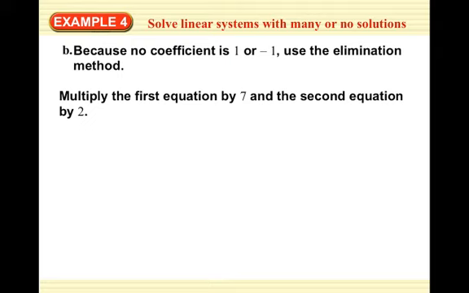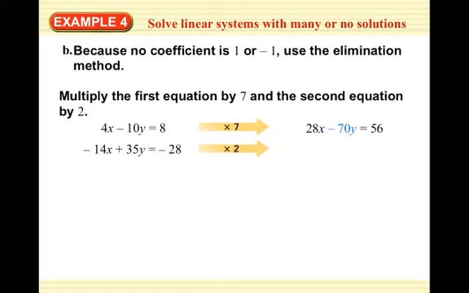So I'm going to take the first equation and multiply by 7, and the second equation and multiply by 2. I didn't need to multiply by a negative this time because the x's have opposite signs. 4x is positive and negative 14x is negative. So 4x minus 10y equals 8 multiplied by 7 gives me 28x minus 70y equals 56. Then negative 14x plus 35y equals negative 28 multiplied by 2 gives me negative 28x plus 70y equals negative 56.